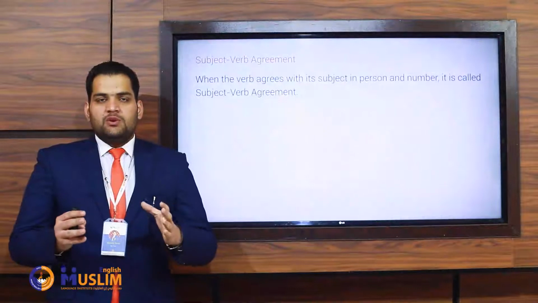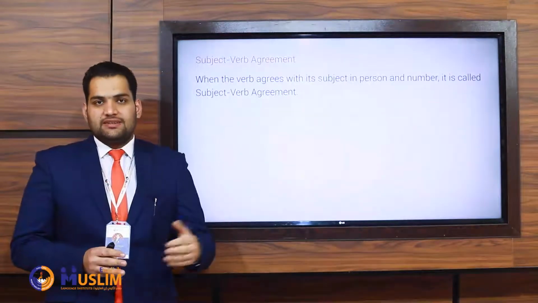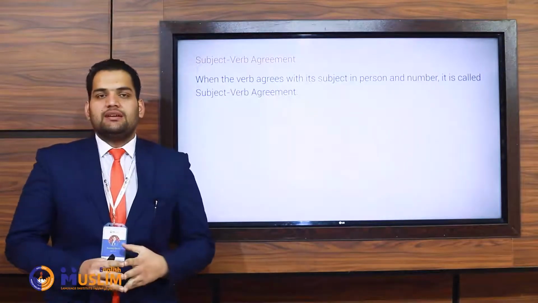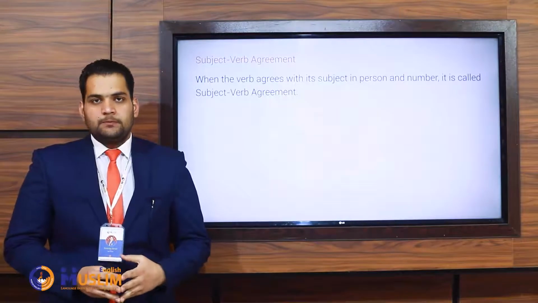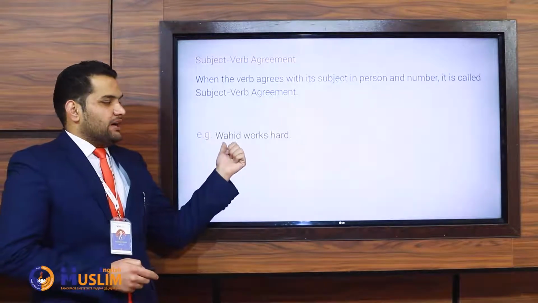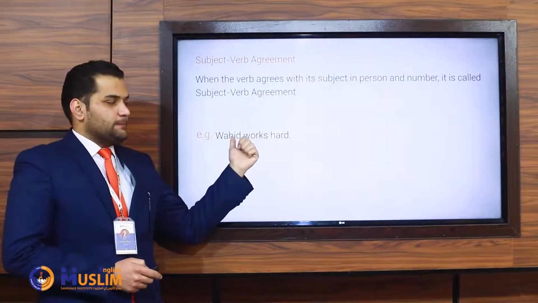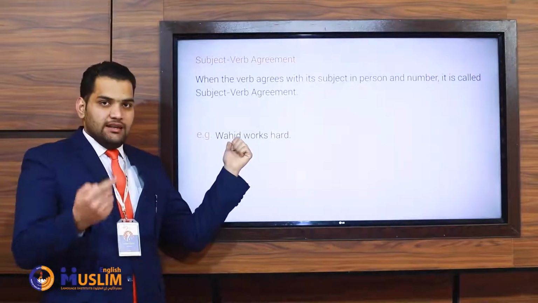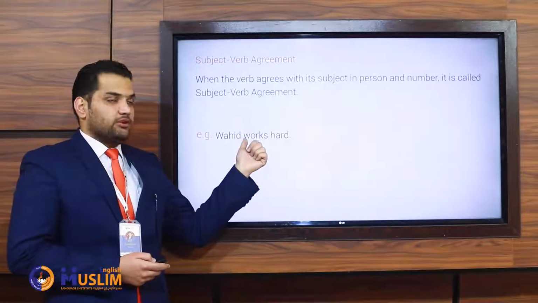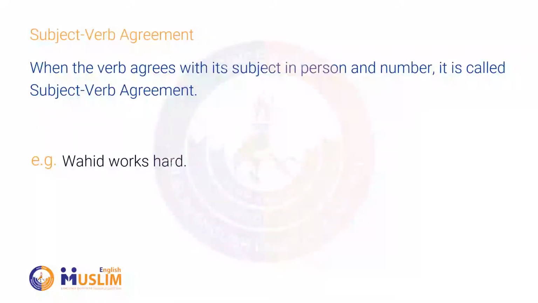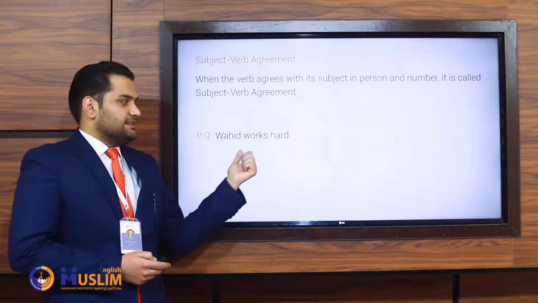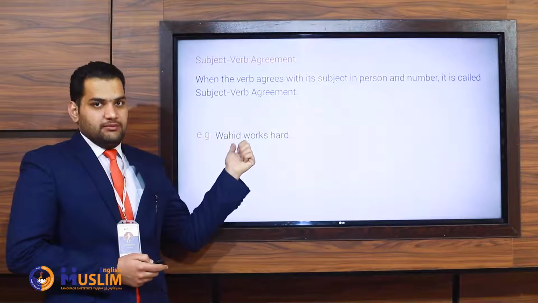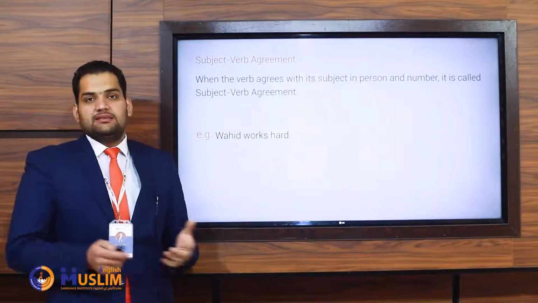In simple words, when we use a verb according to the subject of a sentence, that form of relationship between the subject and the verb is known as subject-verb agreement. Let me make an example. Wahid. So here the subject is Wahid. Now the verb is work. Now if you look at the subject Wahid, it's singular. So it's obvious that the verb should also be singular. Wahid works hard. It means that the verb is agreeing with the subject. In what? In person. It means the person of that is singular, so it should be singular.